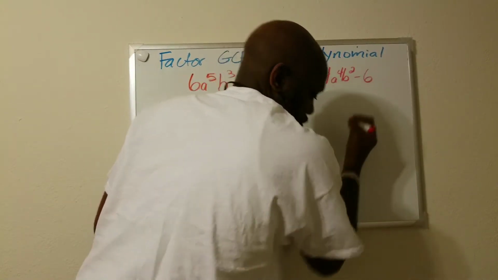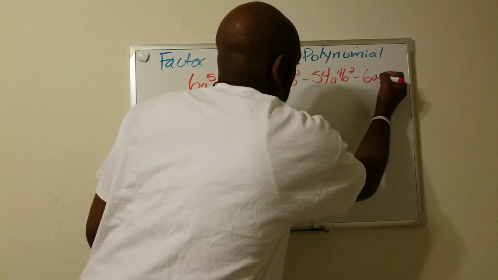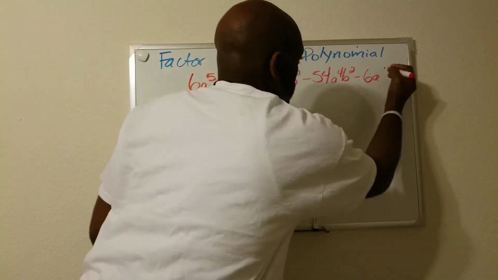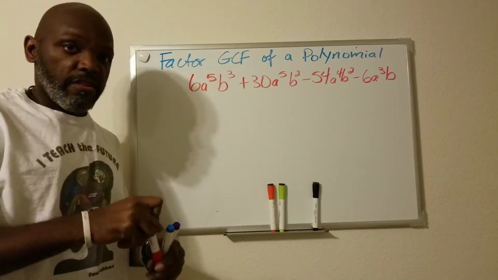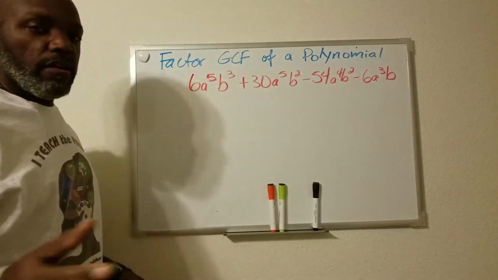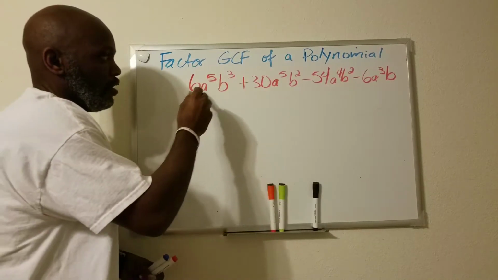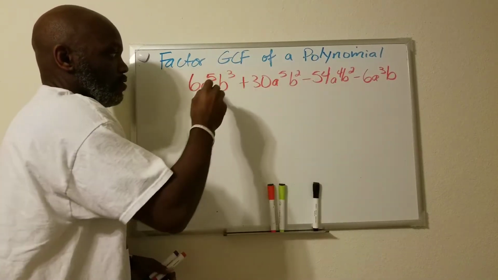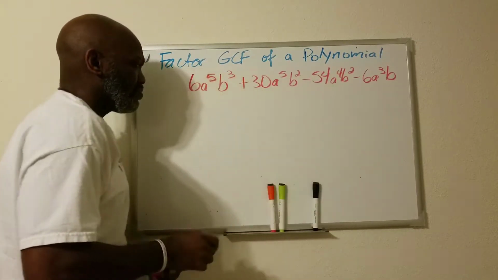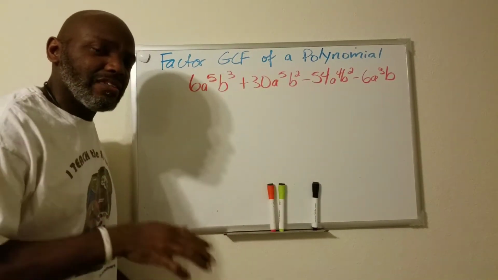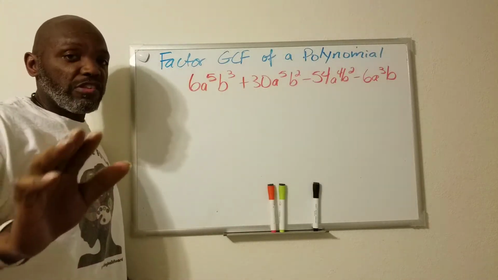It's a pretty extensive problem, an extended problem, if you will. Okay, all right, so here we go. As you can see, it is a polynomial, but it has more than 2 or 3 terms. It has 4. The process is key. The process is the same. We're focusing on the process.